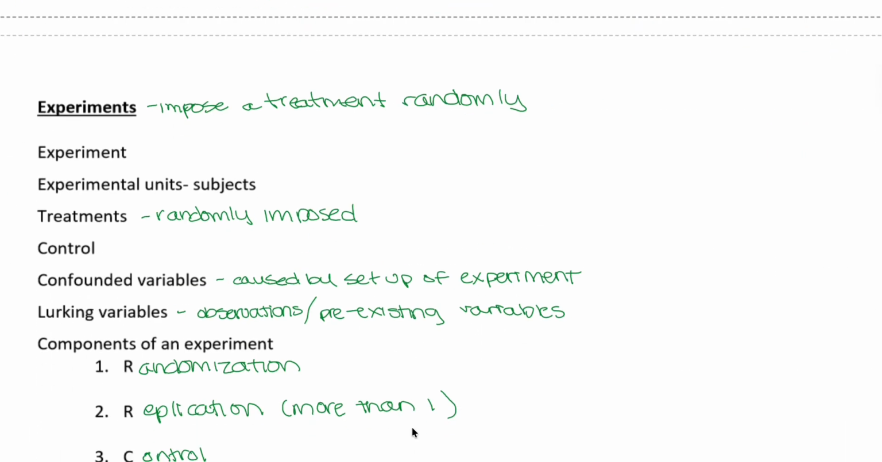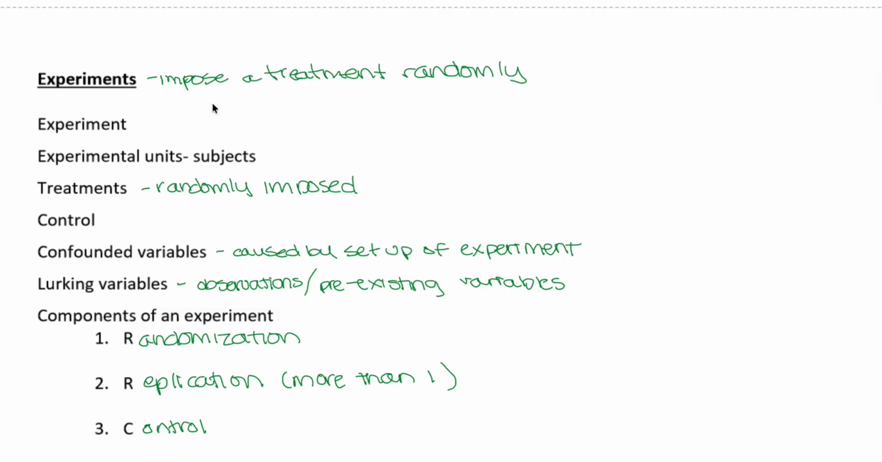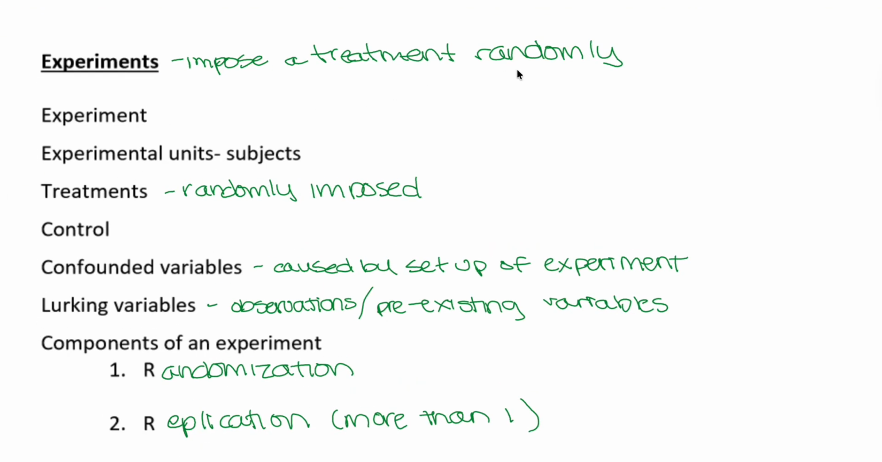Okay, and moving on to experiments. Experiments means imposing a treatment randomly. So here are some key terms. Experiment, and experimental units, that's the subject that we're examining. So for example, if I want to know how many teachers do something, then the teacher will be my experimental unit. A treatment is randomly imposed. And then control group, confounded variables, and lurking variables. Make sure you do not confuse those two variables.